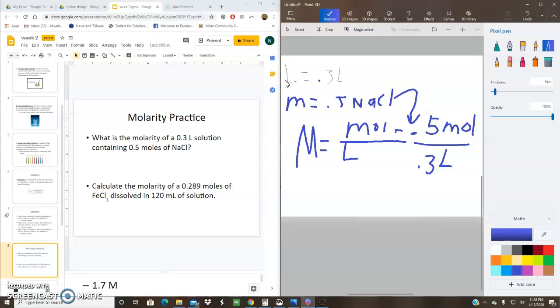So, all you gotta do is put moles over liters, which we did. So 0.5 divided by 0.3 is equal to 1.667 molar. So we have a 1.667 molar solution, which turns into 2 molar.